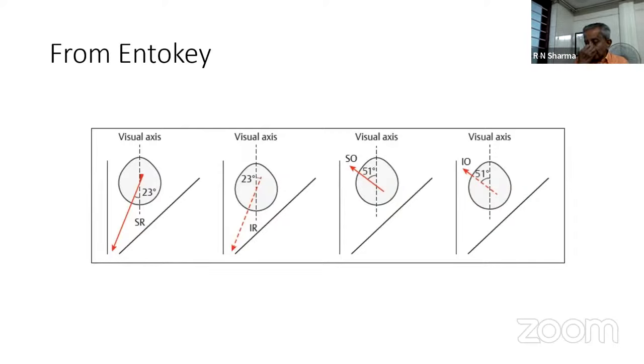So this is a summary of the actions of the extraocular muscles. Their origin is important. Their insertion is also very important.